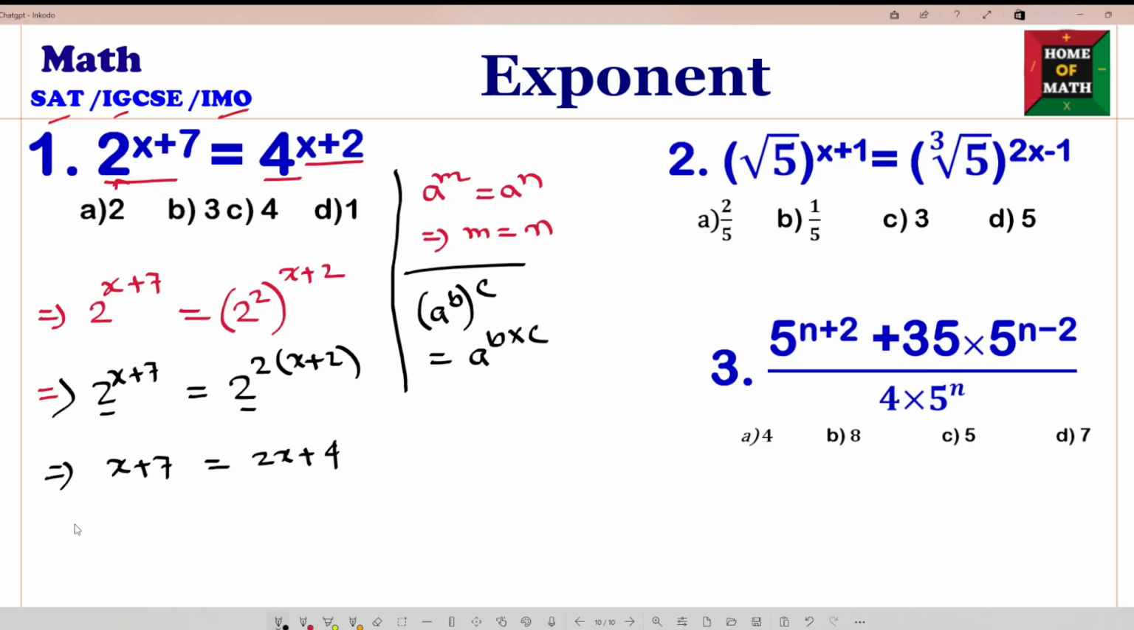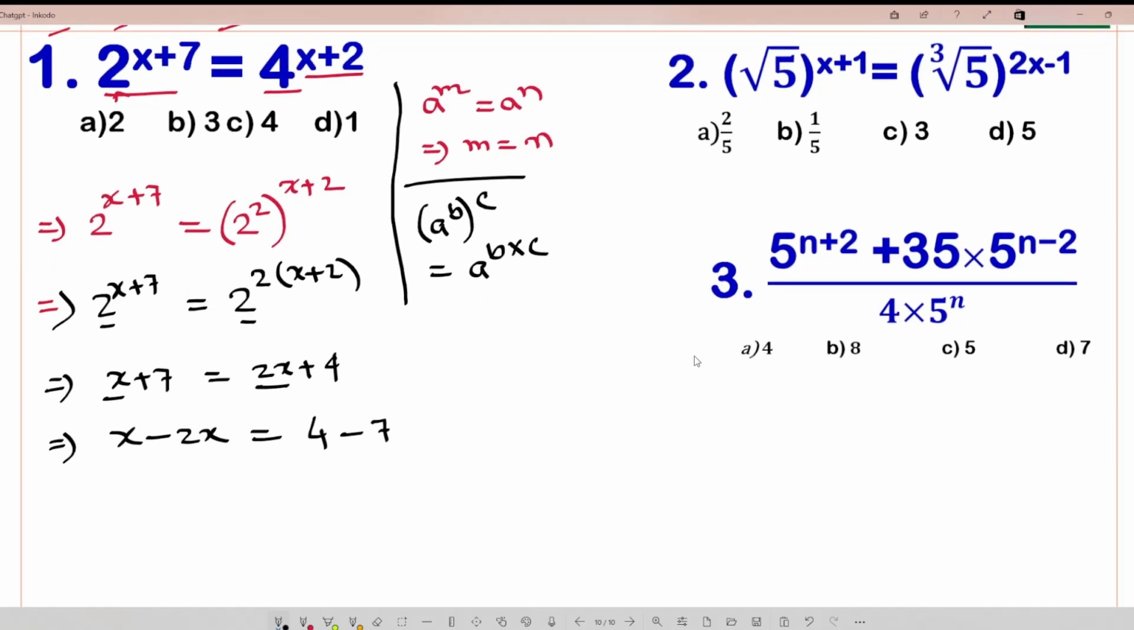4, right? Then here is x and here is minus 2x, so x minus 2x we can write, and 4 minus 7 also we can write, because 7 will go to the right side. Now here is minus x and here is minus 3. Once we multiply both sides by minus 1, the answer will be x equals 3, right? So very simple, very easy, but very important. So number 1 done. 3, so which is the right answer? Option B is our right answer.